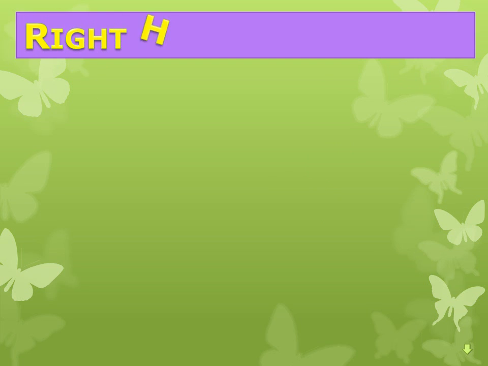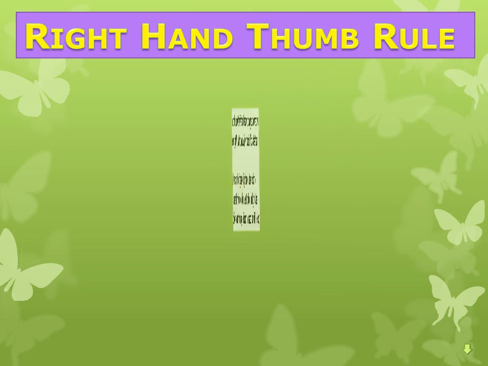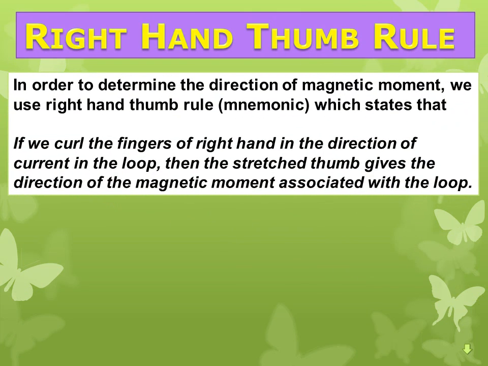Next one, right hand thumb rule. In order to determine the direction of magnetic moment, we use the right hand thumb rule. The mnemonic, meaning to remember, states that if we curl the fingers of the right hand in the direction of current flow, then the stretched thumb gives the direction of the magnetic moment associated with the loop.